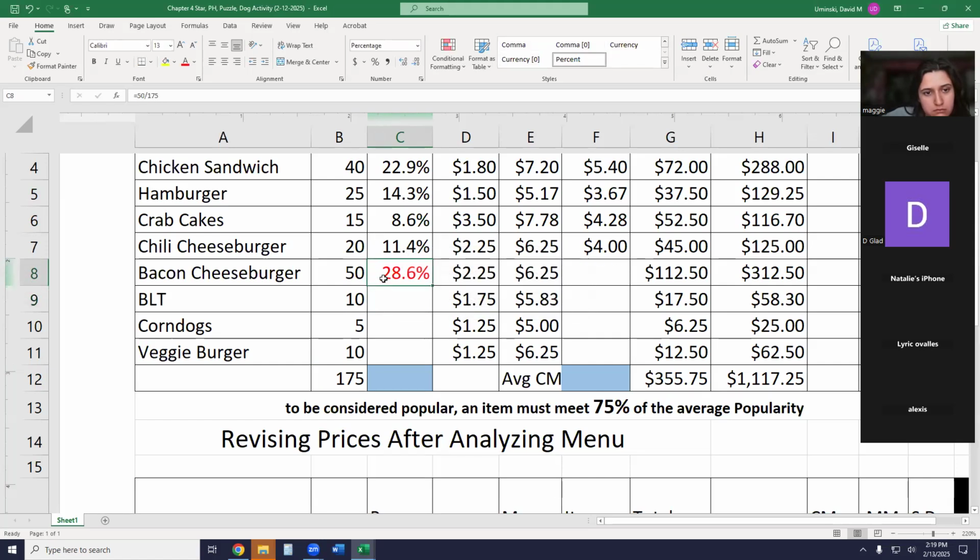Divide those percentages by 170. We're not dividing percentages. We're dividing the 50 bacon cheeseburgers that were served by the 175 total items that were served. Okay? Is it a 50? Oh, the 50, okay. Sorry. Oh, I get it, yeah.